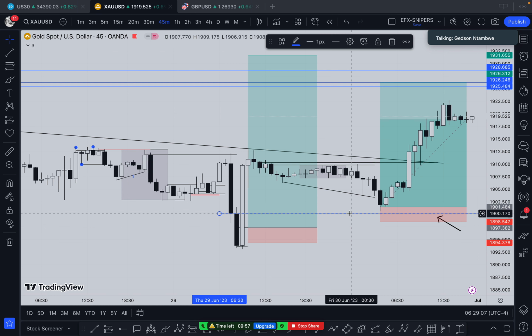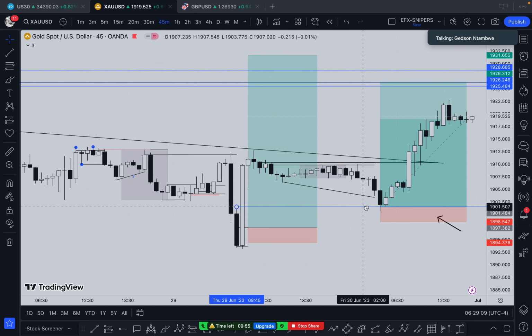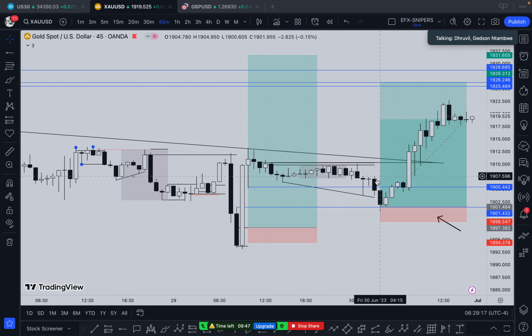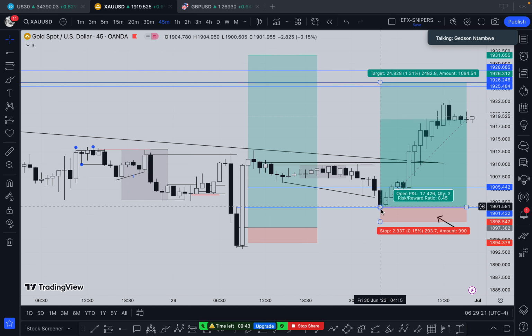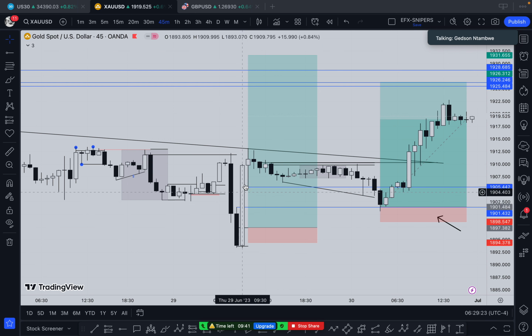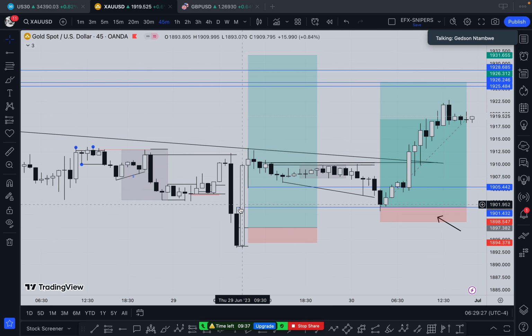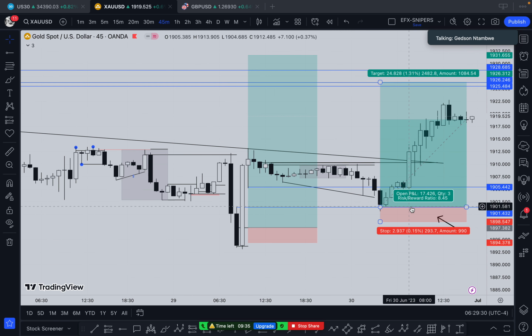So now I say, okay, since we have this imbalance, you see, most of the people that trade this, the one that ICT teaches, they will take the trade here. But me, I always want to see the market come and fill it. If I want to take the fair value gap, I want to see the market come and fill this imbalance here. This is what I see.